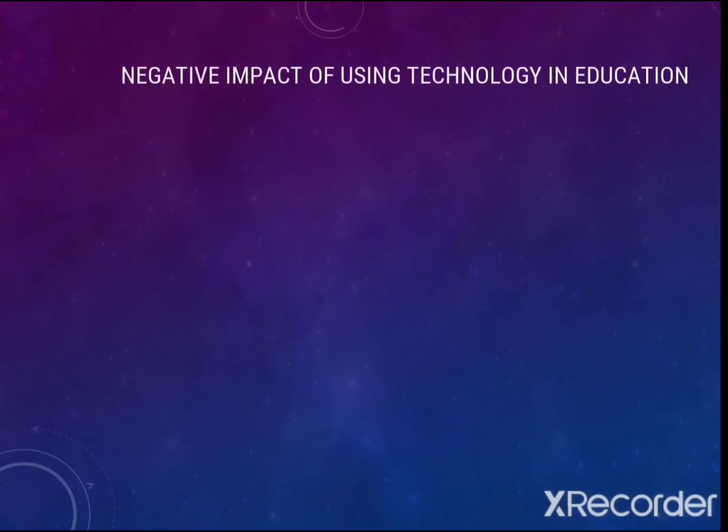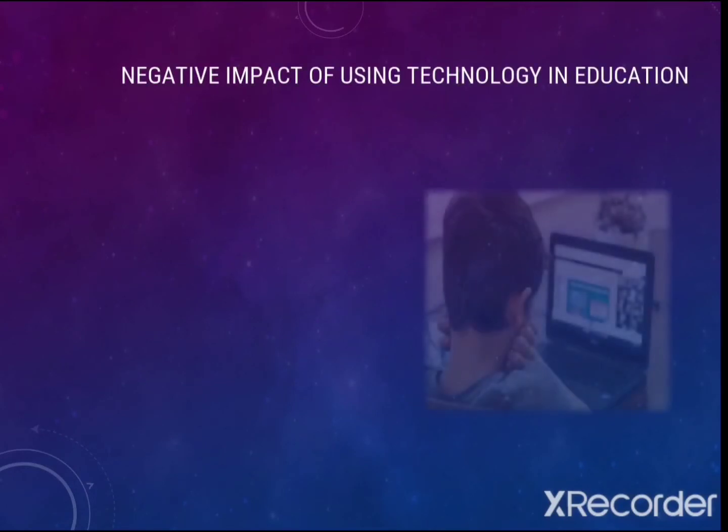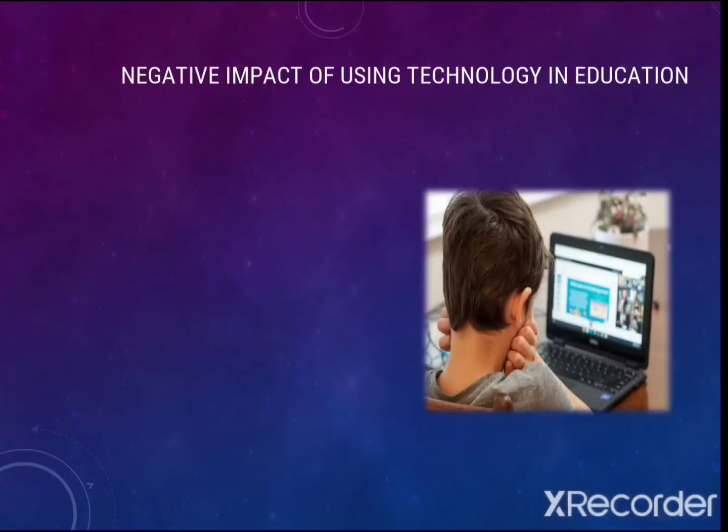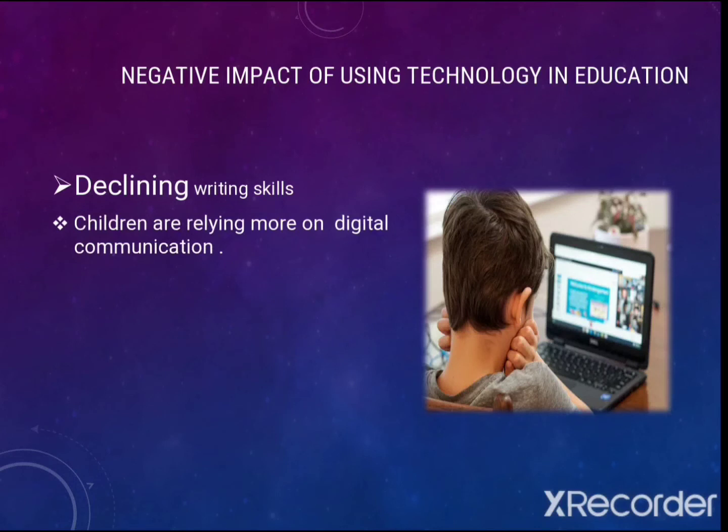Negative impact of using technology in education. Number 1. It can decline writing skills. This has happened because of the use of online chatting and shortcuts. Children are relying more on digital communication, and therefore they totally forget about improving their writing skills.